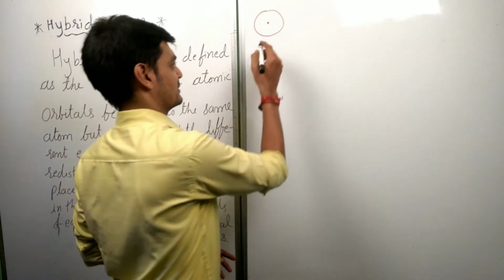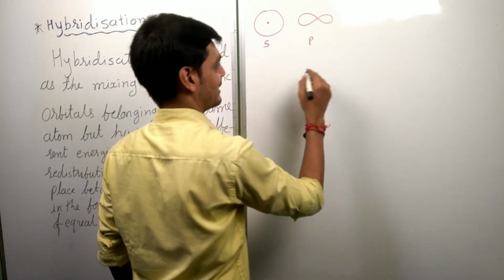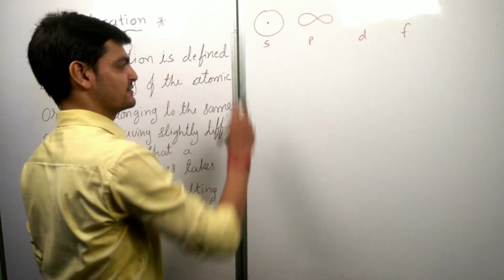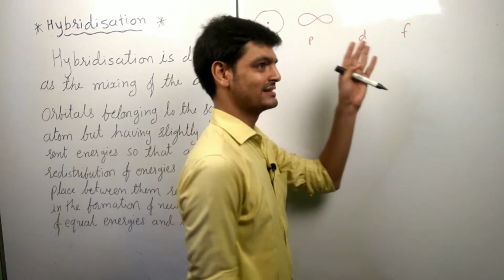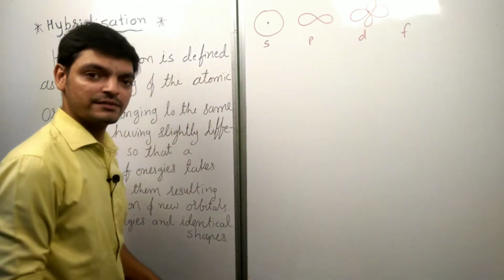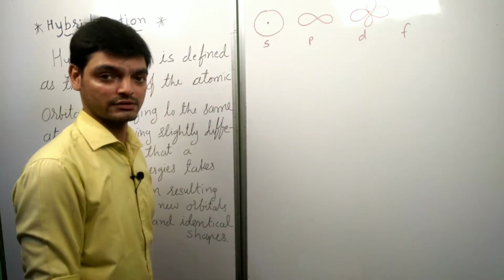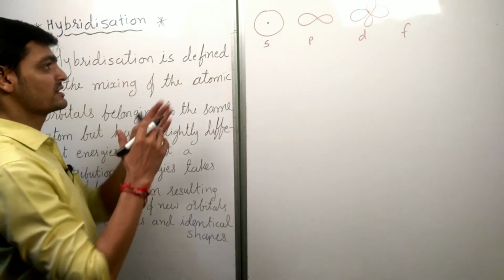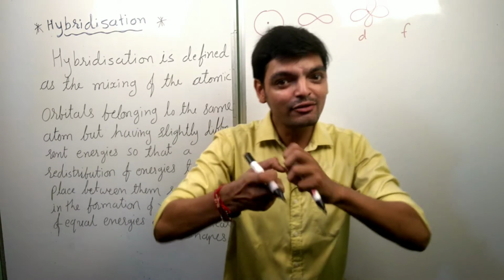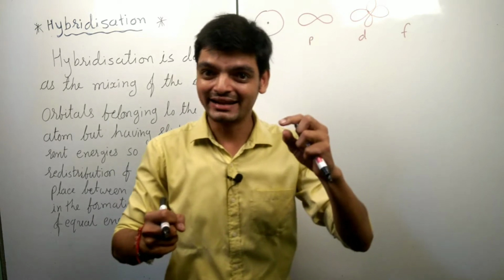These orbitals are different. There are s orbital, p orbital, d orbital, and f orbital. The s orbital is spherical in shape, p is dumbbell shaped, and d is double dumbbell shaped. These are the regions where we can find electrons. Now why do we need to understand orbitals? Because hybridization is nothing but the mixing of two different orbitals having very little energy difference.